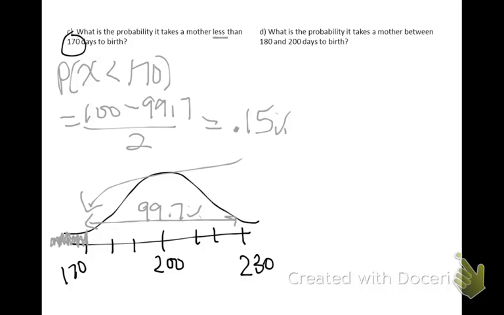And just to avoid confusion later on, as a decimal, this would be 0.0015. This is a very small probability. This means values less than 170 could be considered very rare. Matter of fact, they could even be considered outliers. Same thing for values larger than 230.